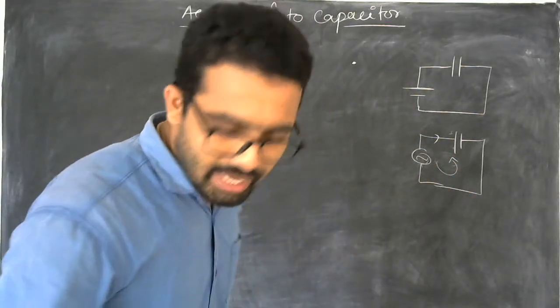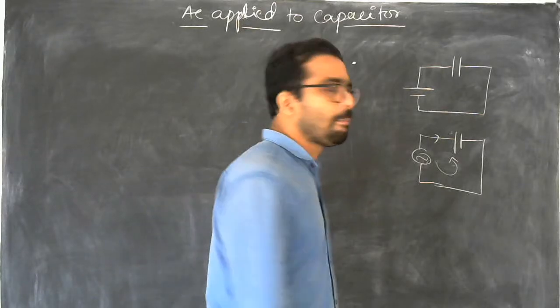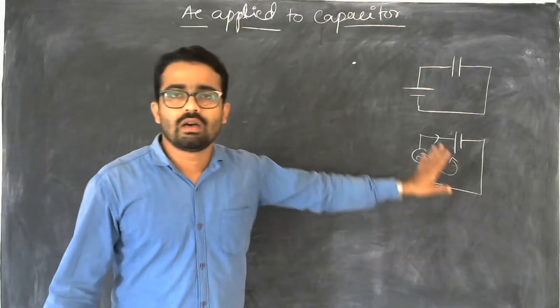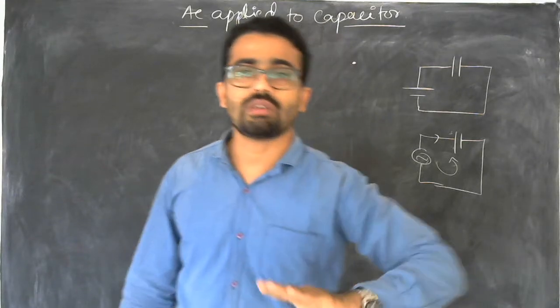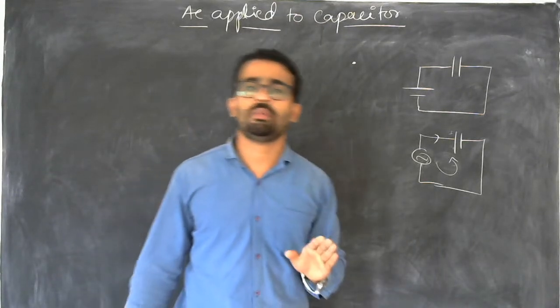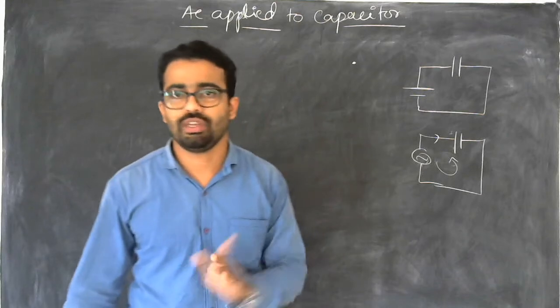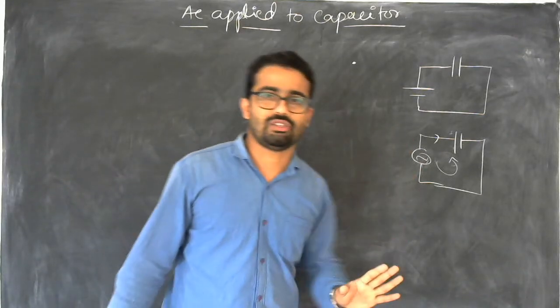Now what we have to see is the relation between current and voltage. Mainly we have to focus on the phase relation between current and voltage in the case of a capacitor. Let's see it.